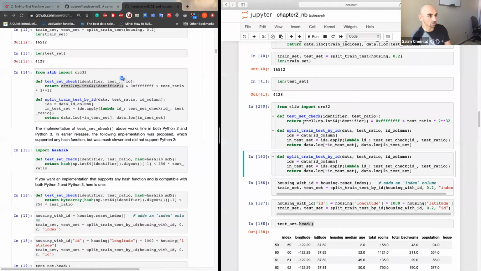What I'm trying to show is that this one is going to give you a 32-bit value, which you mask with this one, and again you see it's the same size. So this is 32, and this would also give you 2 to the power of 32. And if it is smaller than a specific value, then it goes in the test set. So this is the test set check function, a function that he has for the train split.